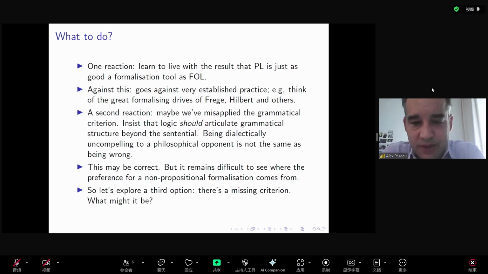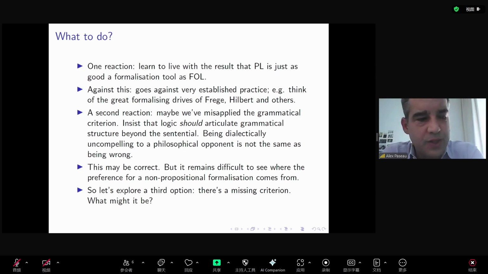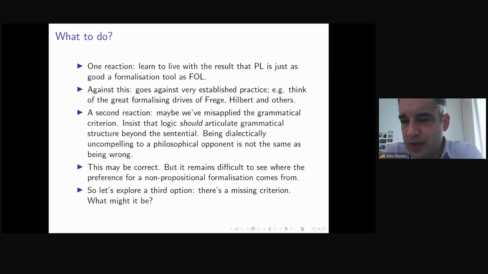Nonetheless, it remains difficult to see where the preference for a non-propositional formalization comes from. Even though that is the case, it seems odd that you should not be able to have the resources to show that propositionalism is somehow limited. It would seem unsatisfactory if, as a first orderist, the only criteria you could come up with to favor your own formalization were criteria that the propositionalist could meet just as well. That would be a sort of unsatisfactory situation.